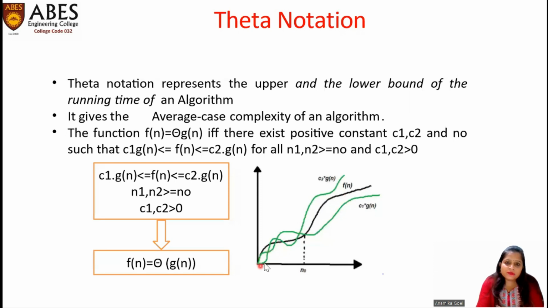We also have another function, c1 of g of n and c2 of g of n. According to that, you can see the function f of n is always less than or equal to c2 g of n. So c2 g of n represents the upper bound of an algorithm. That is big O notation. Basically, theta notation is the combination of omega notation and big O notation.